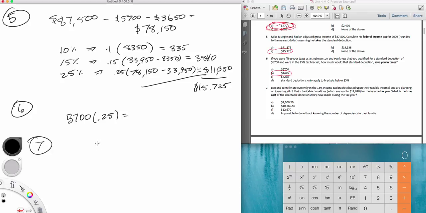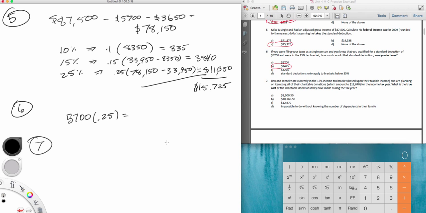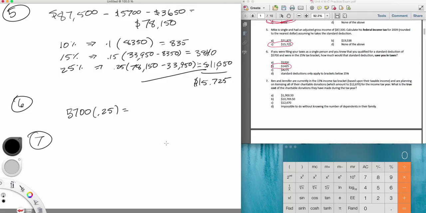Number 7. Ben and Jennifer are currently in the 15% income tax bracket based upon taxable income, and are planning on itemizing their charitable donations, which are about $12,670 for the income year. What is the true cost of a charitable donation that they have made during the tax year? All right. So what happens is that because they're going to give $12,670 to charity, they get to deduct that. Now remember, that comes off of the taxes, okay?